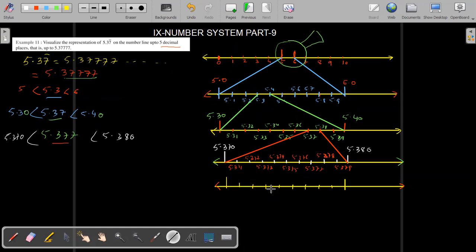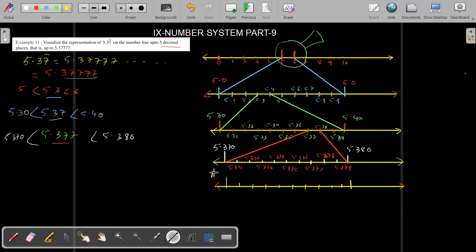1, 2, 3, 4, 5, 6, 7, 8, 9, and then 10. Okay. So now 5.377 and 5.378. So 5.377, this is 5.377.